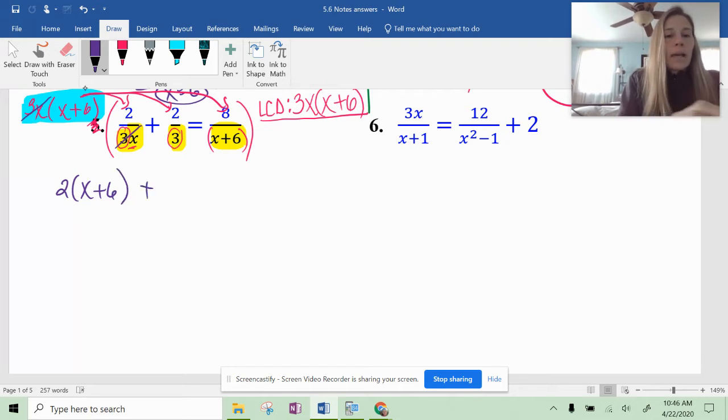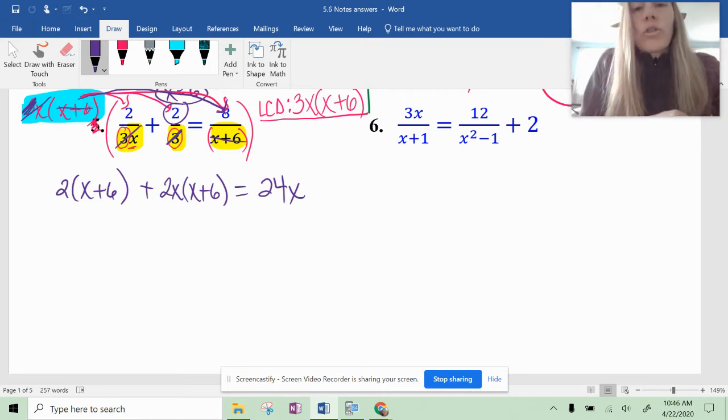Now we're going to go to the second one. Now this time, just the 3 can cancel out. So you're still left with the 2 that's here, and then you're still left with the x and the x plus 6 from that LCD. Now when you distribute this whole LCD to the third term, just the x plus 6's will cancel, so you're left with 8 times the 3x, which gives you 24x.